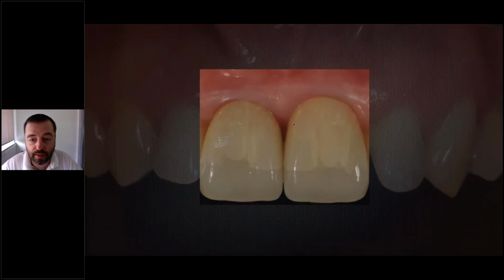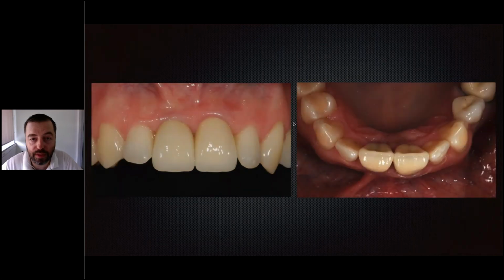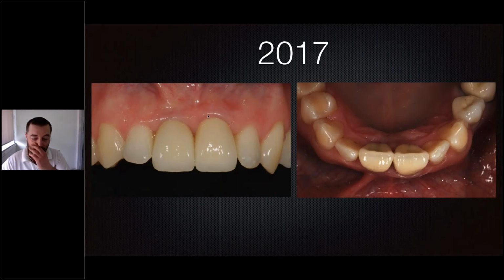And this is the situation in 2016 and in 2017, and you see that the papilla came down all the way. And we wanted to have this patient also with a follow-up in 2018.